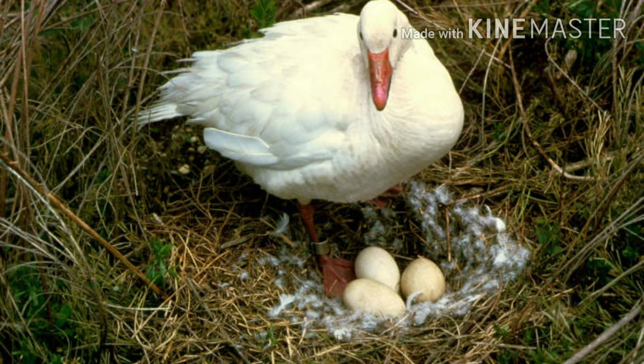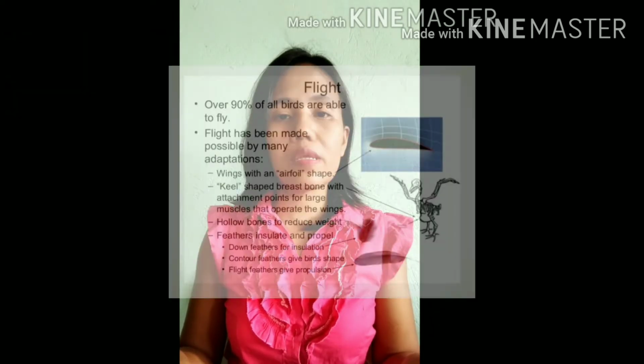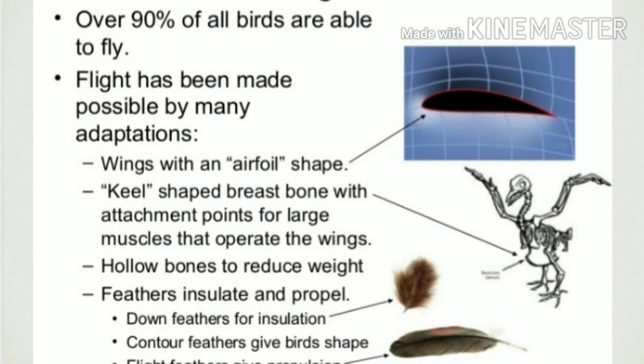Birds have amniotic eggs with hard shells. They have highly developed voice, hearing, and vision. They also have specialized senses for nest building and care for their young. Over 90% of all birds are able to fly.